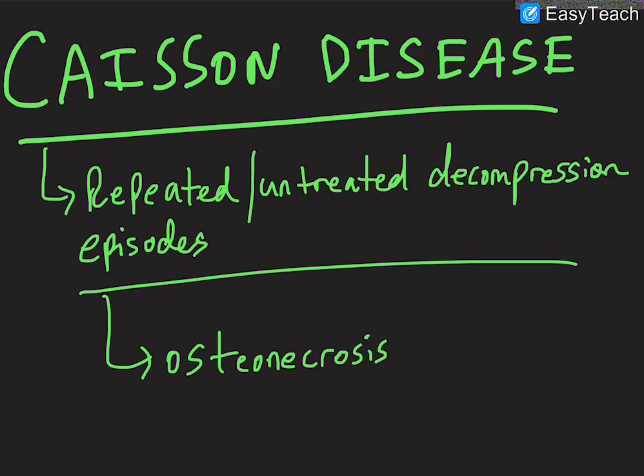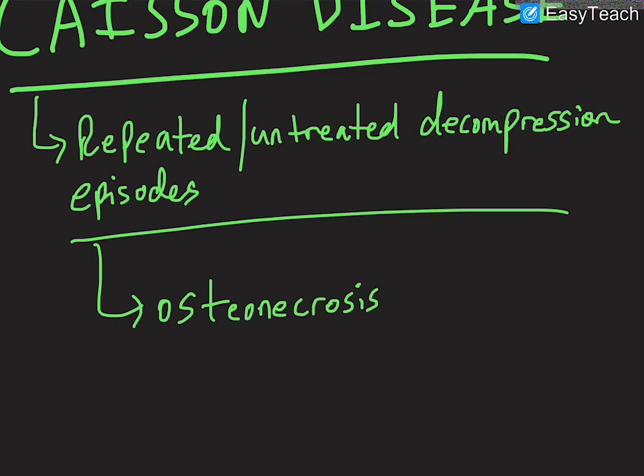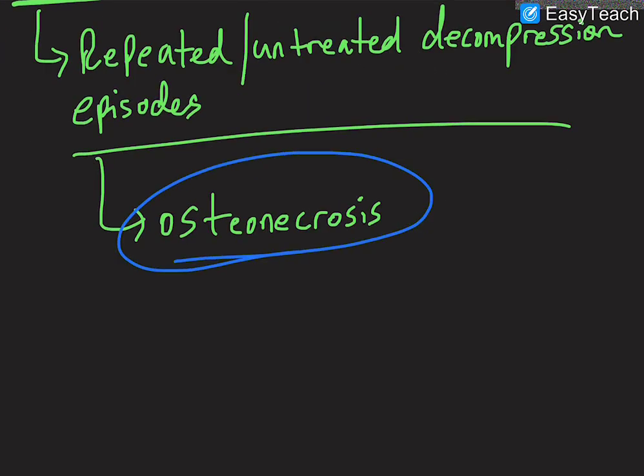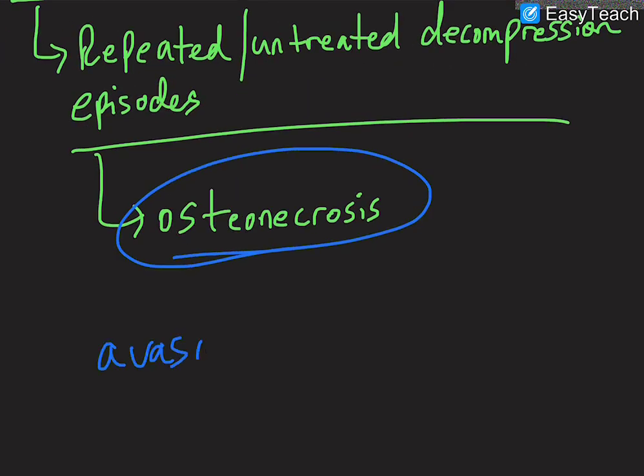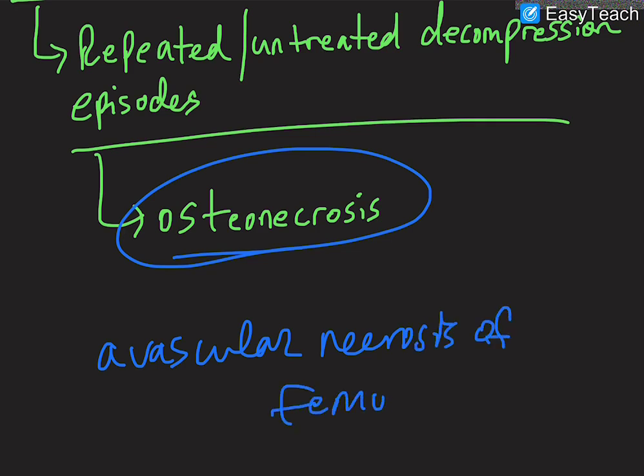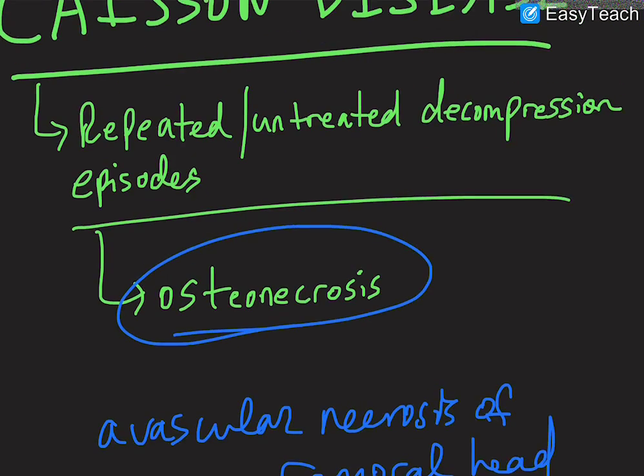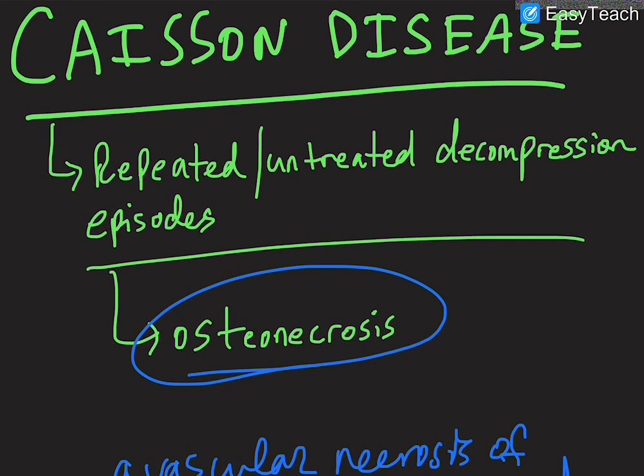One important place to keep in mind is infarction of your bones. So you can get avascular necrosis of the femoral head, for example. You can get osteonecrosis, specifically avascular necrosis of your femoral head. So osteonecrosis is something to keep in mind when talking about Caisson disease.